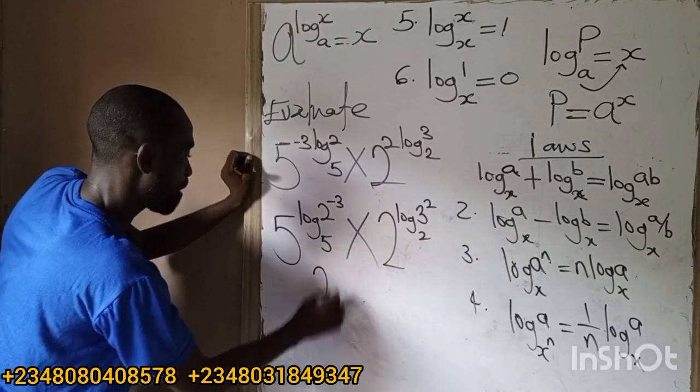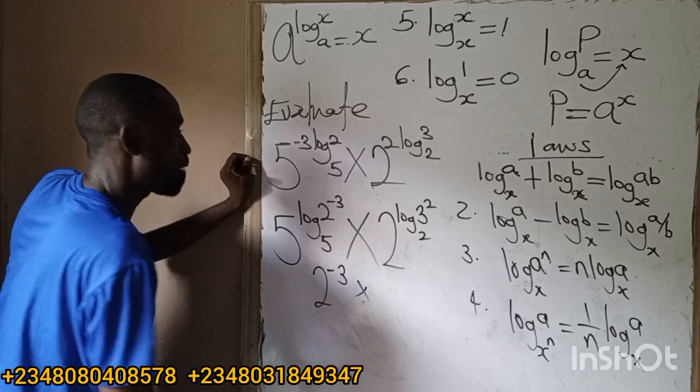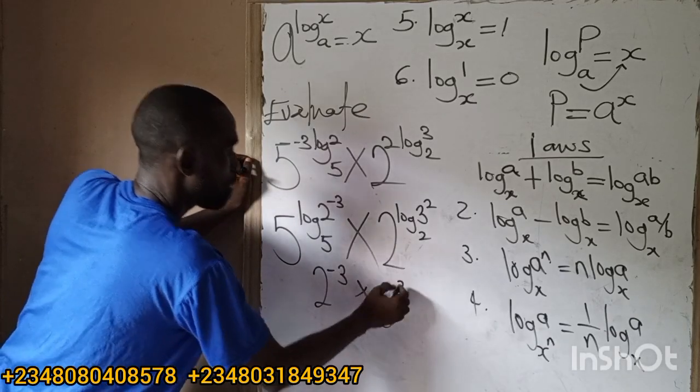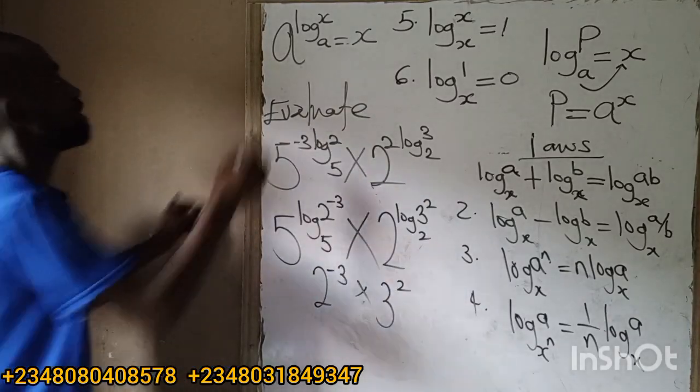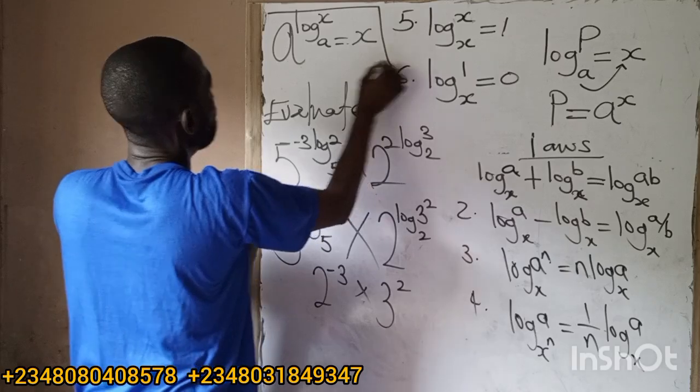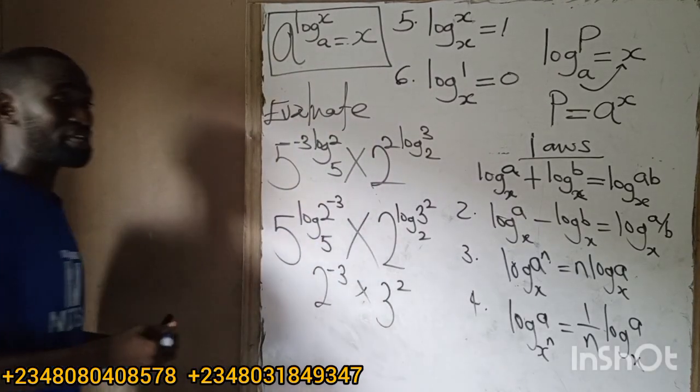So now we have 3 raised to power minus 3 here, multiplied by 3 raised to power 2. This law is very important in logarithm. Very, very important in logarithm.